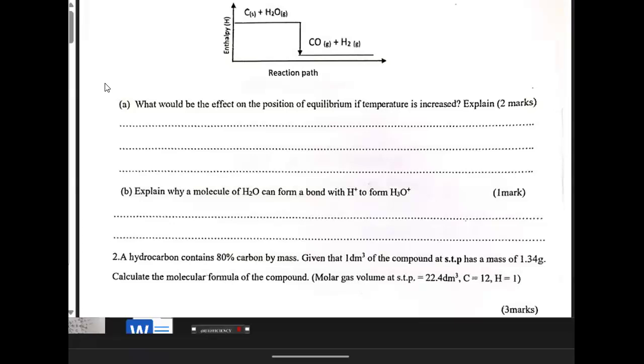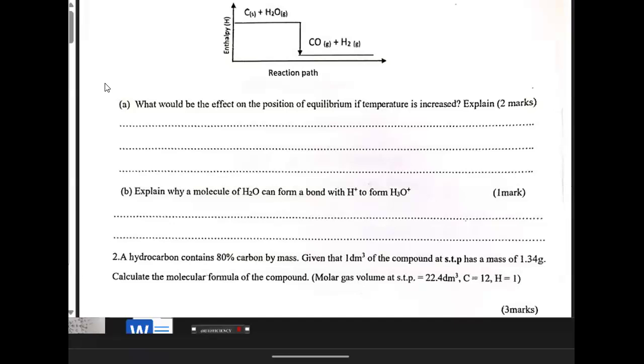I move to the next question. The next question is: a hydrocarbon contains 80% of carbon by mass, given that 1 decimeter cubed of the compound at STP has a mass of 1.34 grams. Calculate the molecular formula of the compound.